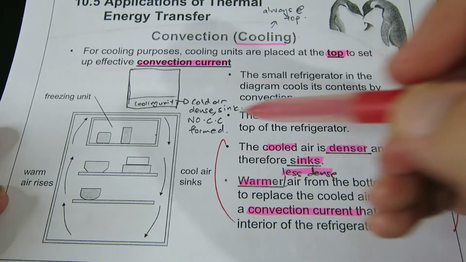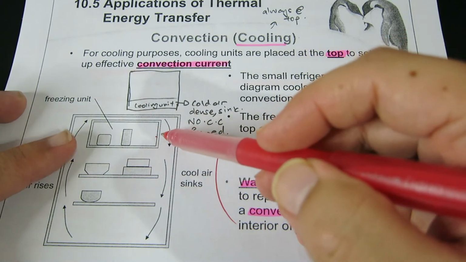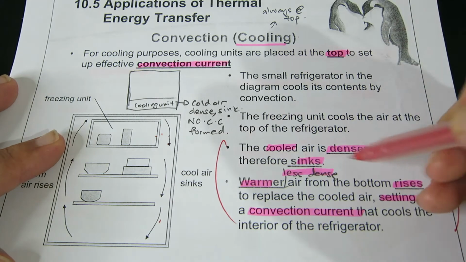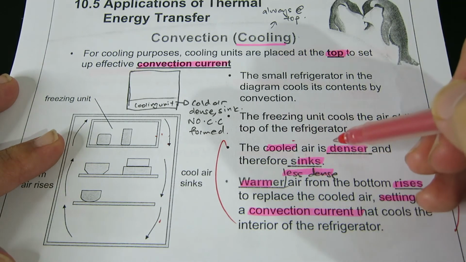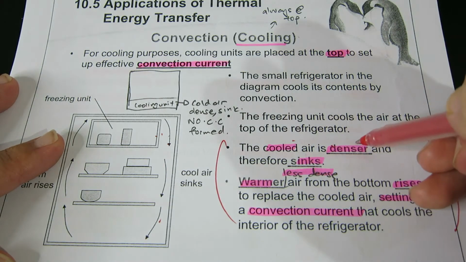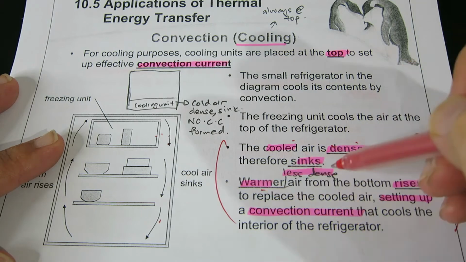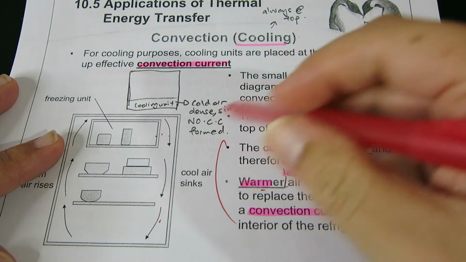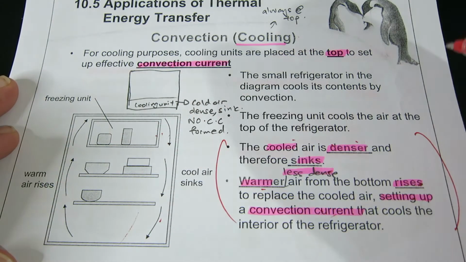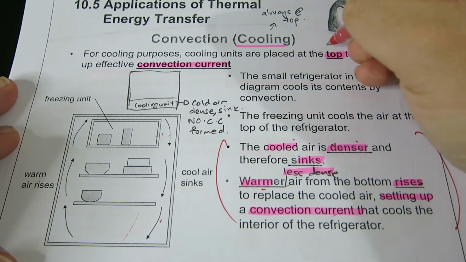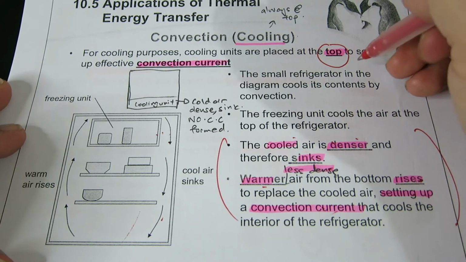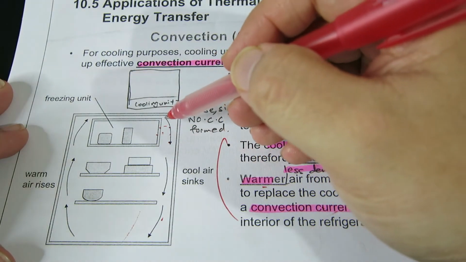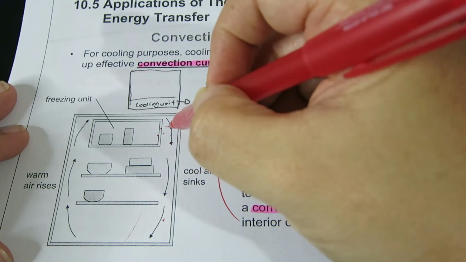You start off with what the application is. Is it a cooling or a heating kind of application? If it's cooling, then you start with cooler, contracts, denser, sinks. Warmer, less dense, rises. Therefore, a convection current is set up, which then cools the whole refrigerator. Something to note is that we always have our AC units or our fridge cooling units near the top. It is so that we can form an effective convection current.